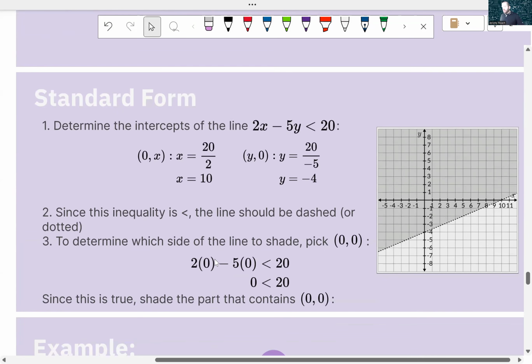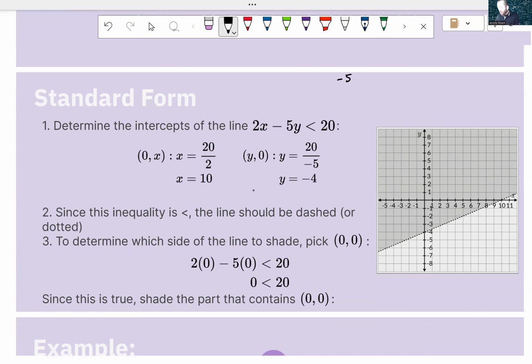So here it says determine the intercepts of the line for 2x minus 5y is less than 20. This was the method they did. I would just suggest solving for y. So you'd get negative 5y is less than negative 2x plus 20. We're going to divide by negative 5. And we get y is greater than, because we divide by a negative we switch that sign, negative 2 over negative 5 x plus 20 over negative 5. Y is greater than 2/5 x minus 4.